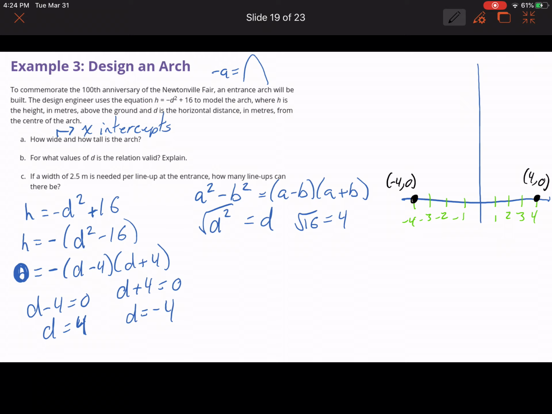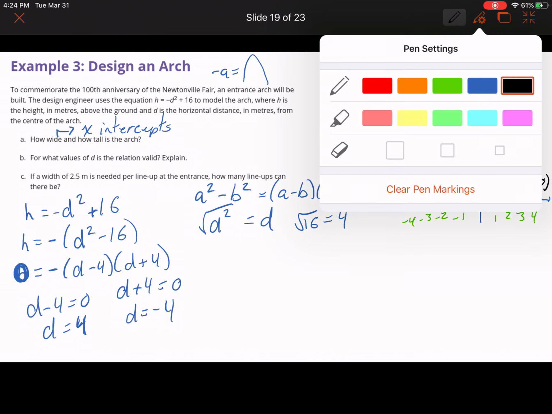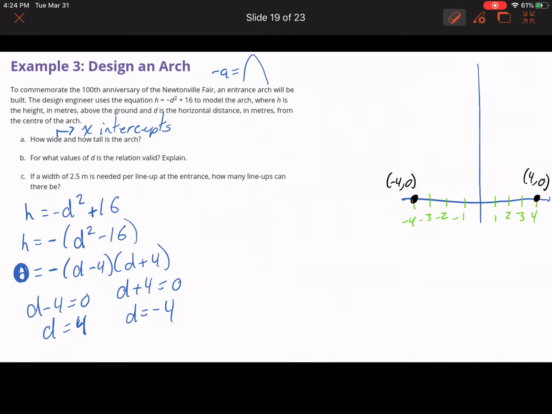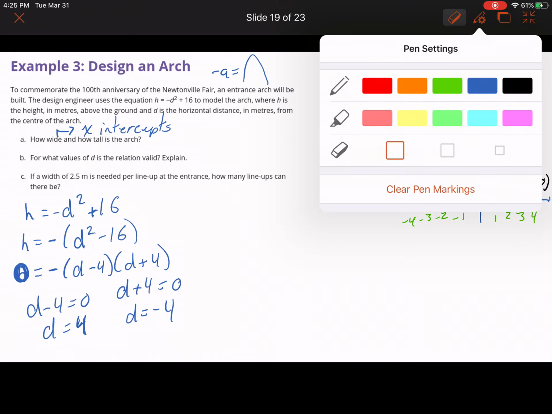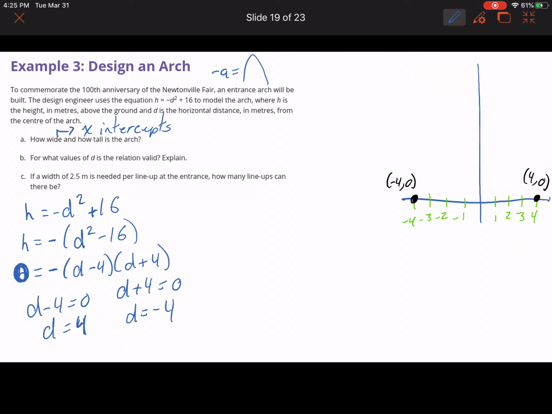But this isn't what the question's actually asking. What the question's actually asking is how wide it is. So we can see that we're going negative 4 meters and we're going positive 4 meters. So we know the arch is 8 meters wide. We're making an arch that's going 8 meters wide.